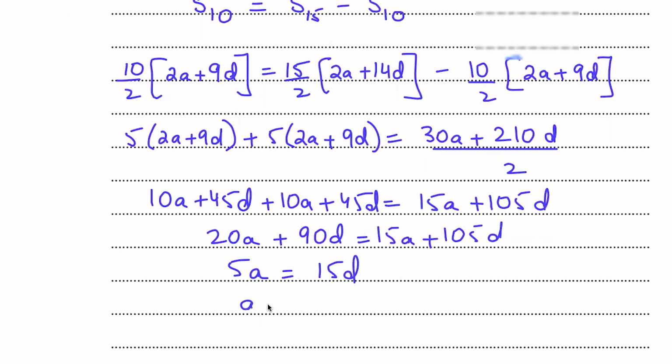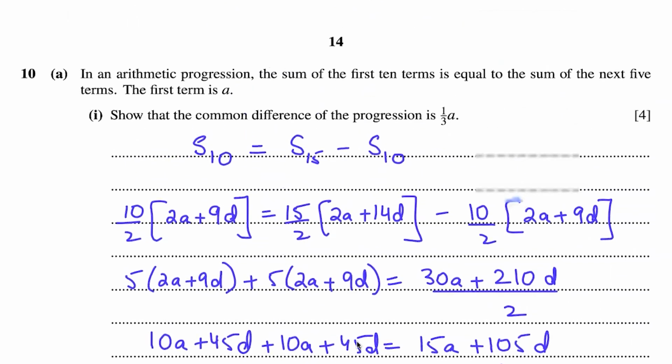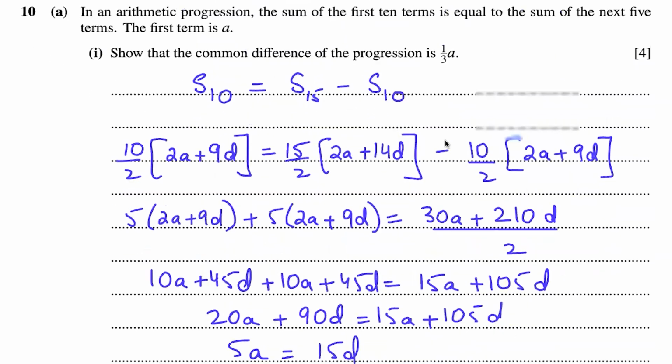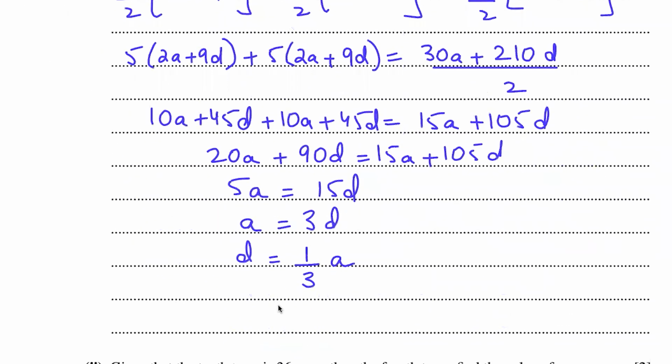So a is equal to 3d, which will mean d is equal to 1/3 of a. As asked in the question, we have to show that the common difference is 1 upon 3a, so d will be written as 1 upon 3a.